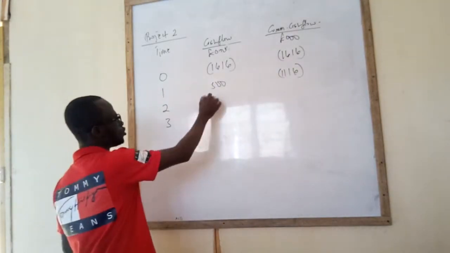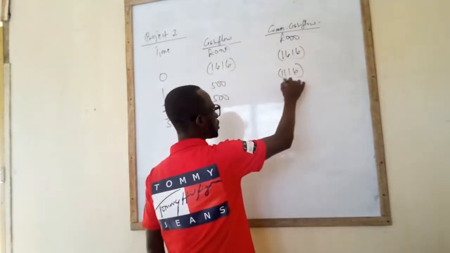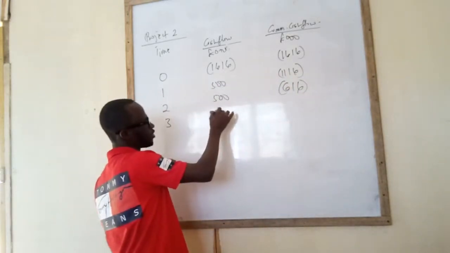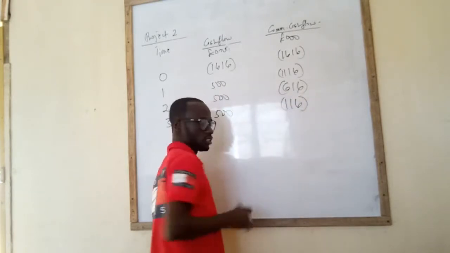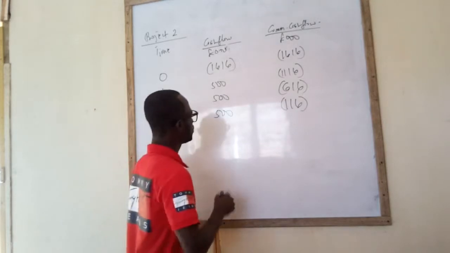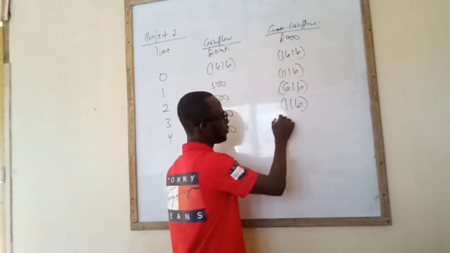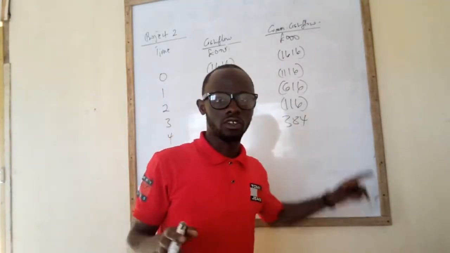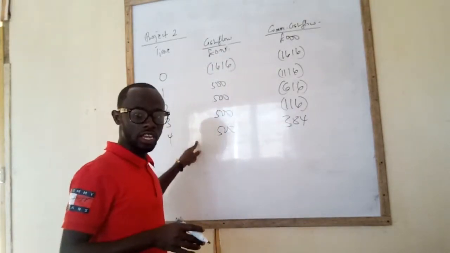Yes. Year 2, 500 will come in and it will reduce it to 616, still negative. Year 3, 500 will come in and it will reduce it to 116, still negative. Then year 4, it's going to be still 500, but this time around, it's going to go to a positive of 384. So you see that the payback period for this project also is going to be between year 3 and year 4.